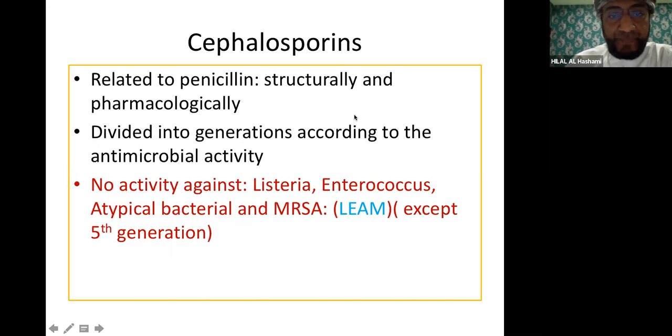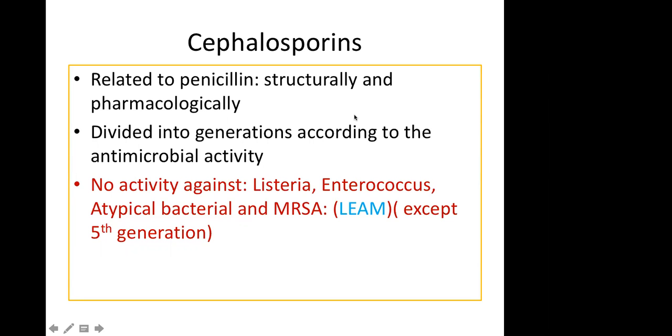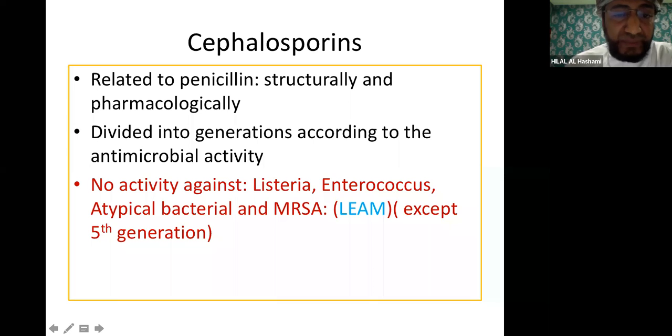Now we'll move into the cephalosporins. The cephalosporins are similar to penicillins, both structurally and pharmacologically. And they are divided into different generations according to the antimicrobial activity: first, second, third, fourth, and fifth generation.